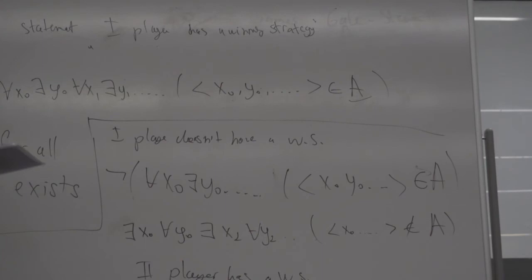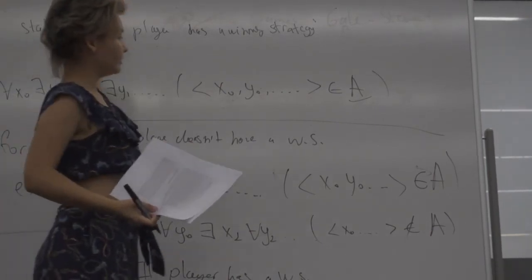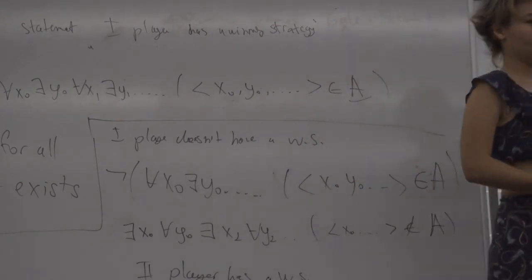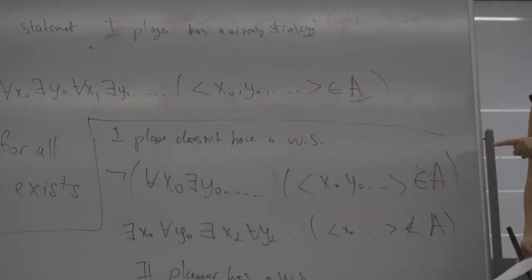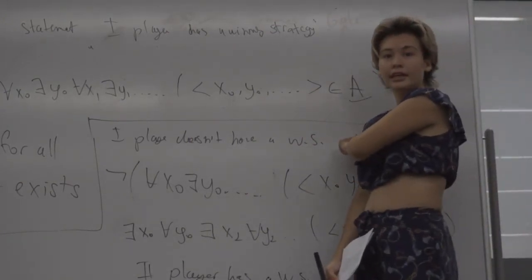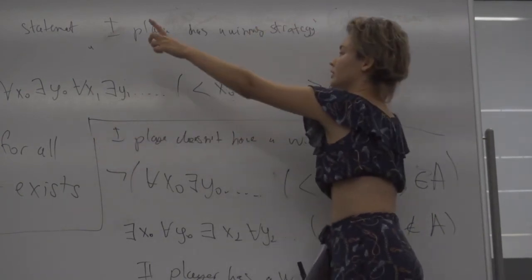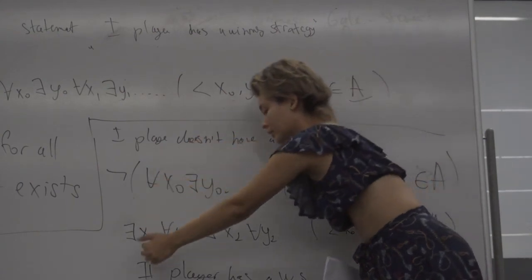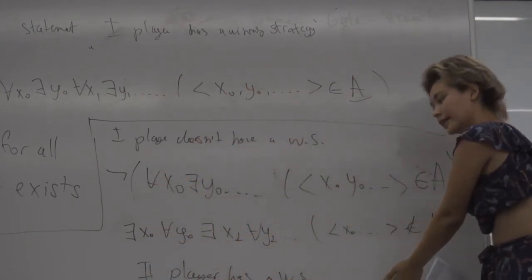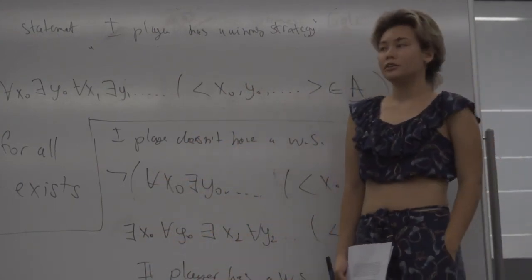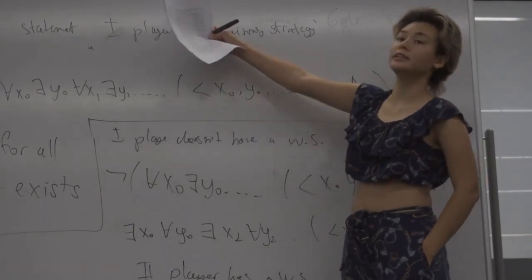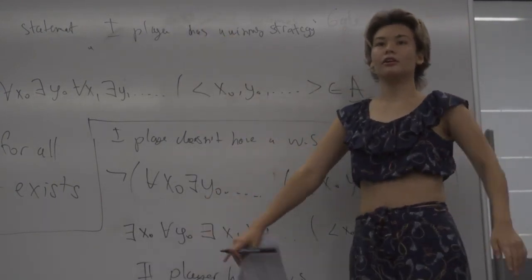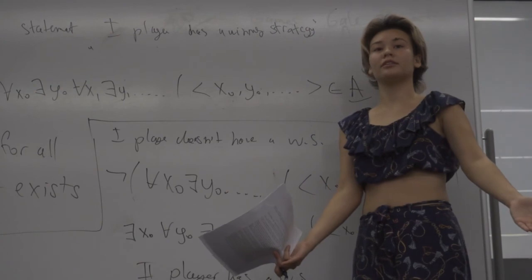Okay, so what we just saw is you either have the statement, so the first player has a winning strategy, or you have its negation true, right? And if the negation of this statement is true, then it would lead us to the second player having a winning strategy. So you always have either this or this. That means you always have a winning strategy for one of the players.